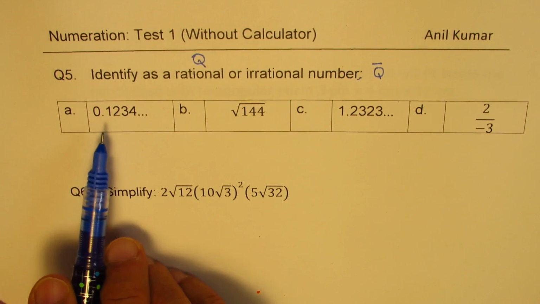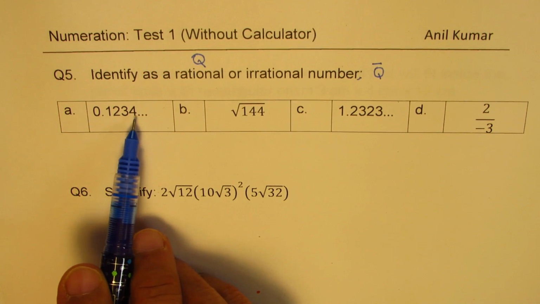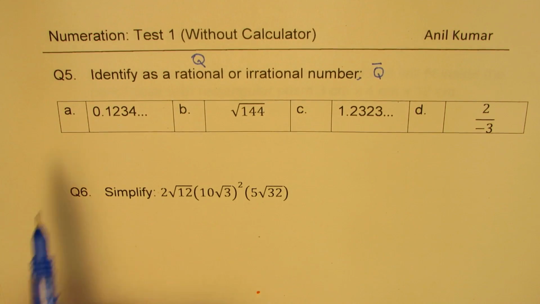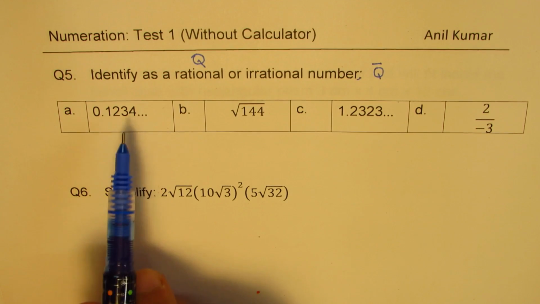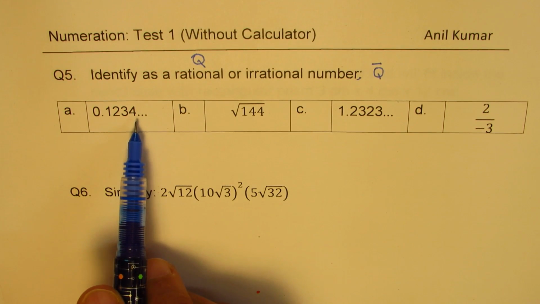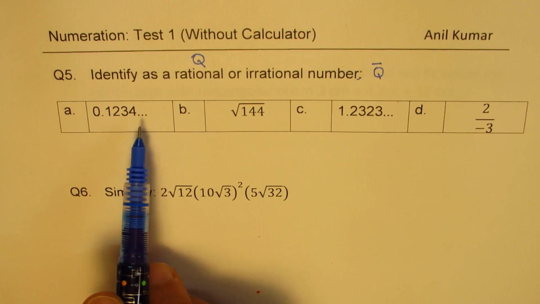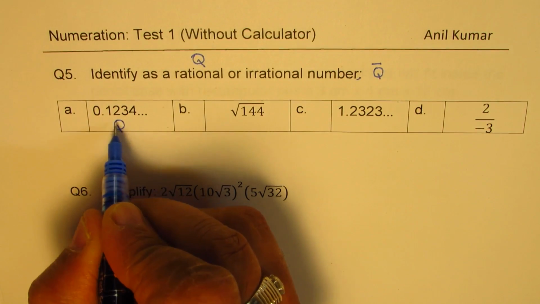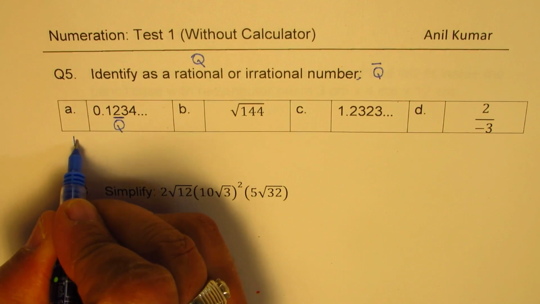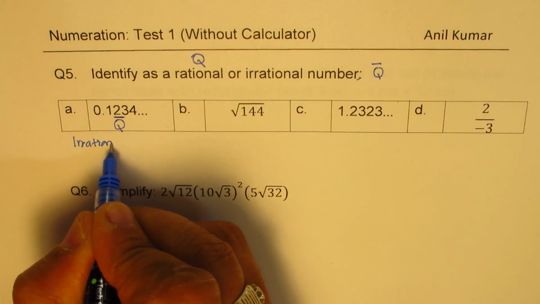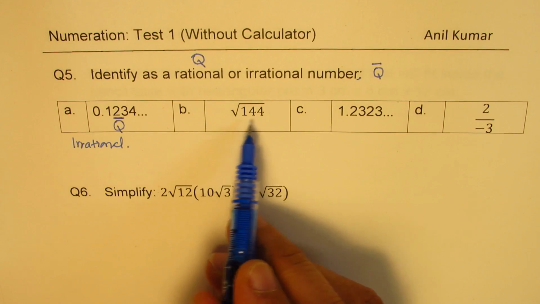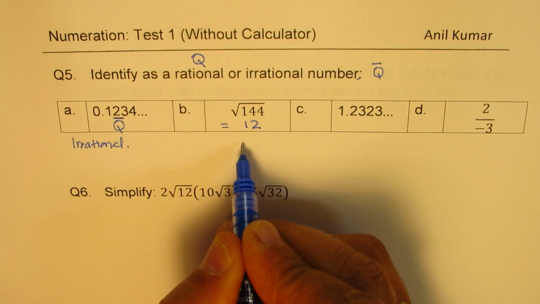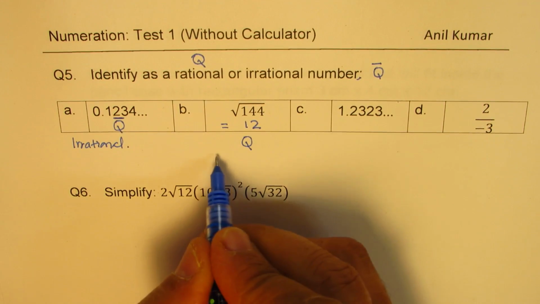So if it is 0.1234, right, it just continues to go on, correct? Now in this particular case, it is a non-repeating decimal, and therefore that has to be an irrational number. So this one is irrational. The number square root of 144 can actually be written as 12. And you can see this is a rational number, right? So it is a rational number.